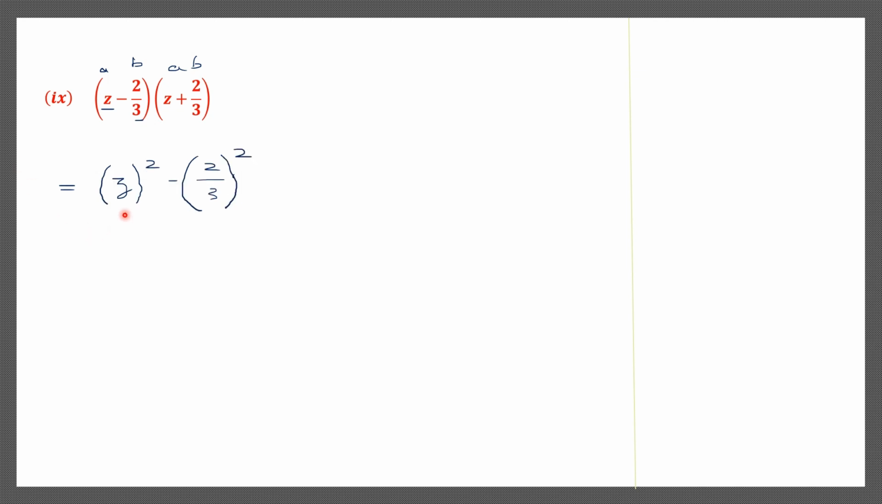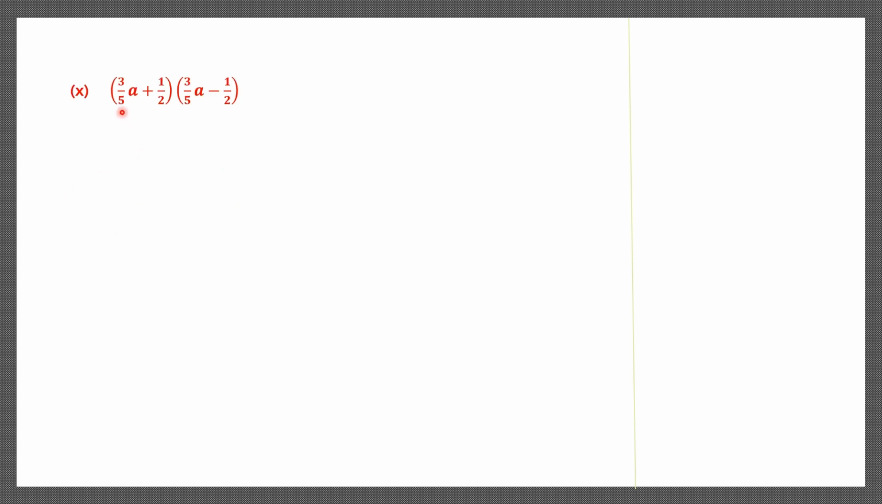So now let's work out. z square will be z into z, which is z square, minus, now here 2 by 3, the whole square means we multiply 2 twice and 3 also twice. So 2 2's are 4 and 3 3's are 9. So z square minus 4 by 9. So this is our answer.